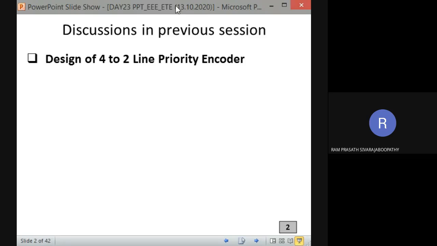How does the priority encoder differ from the conventional encoder? Kindly type it in the chat. See, in the case of a conventional encoder, at a time, any one of the inputs must be high. What about in the case of a priority encoder? Kindly answer in chat, dear students.